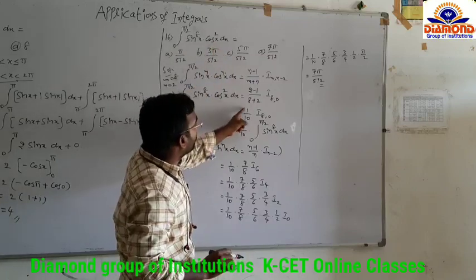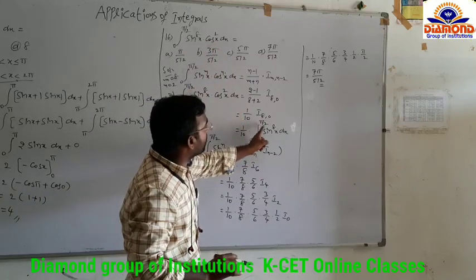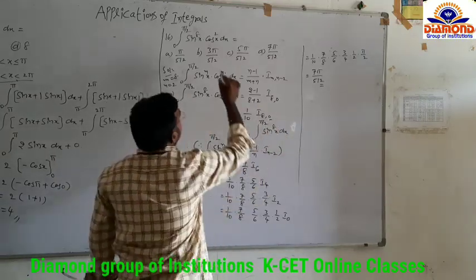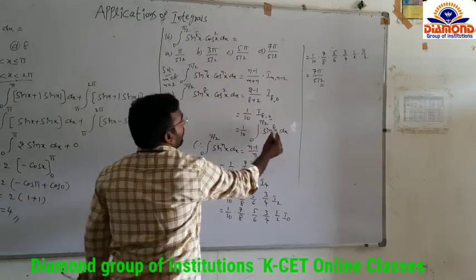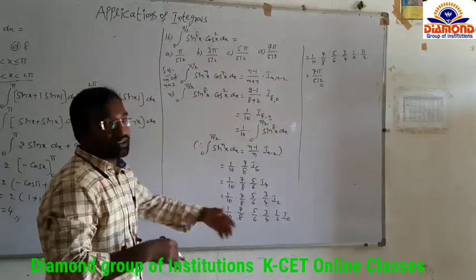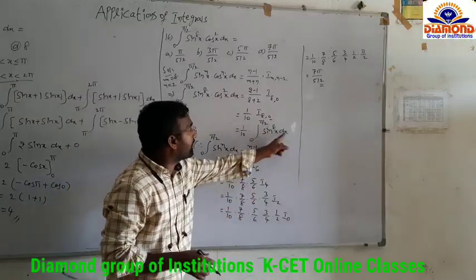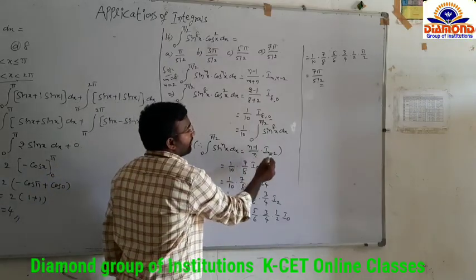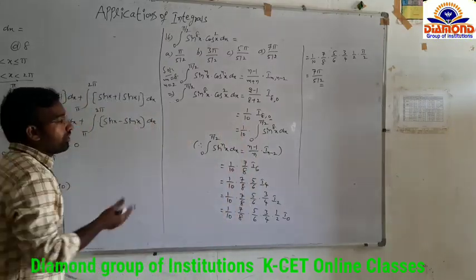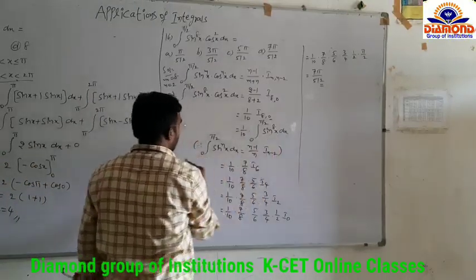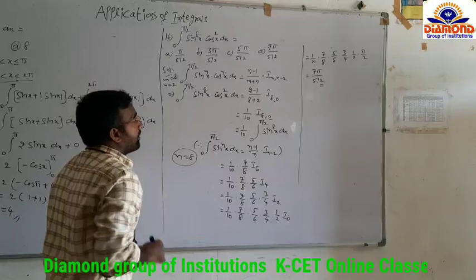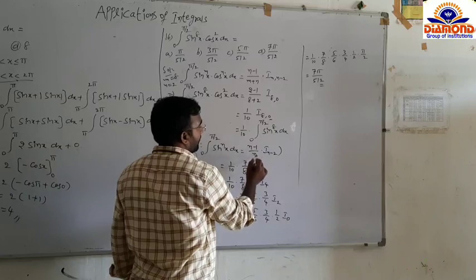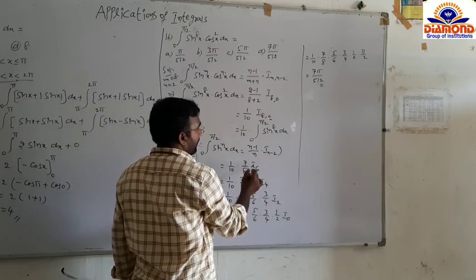So you can write 1 by 10 into integration 0 to pi by 2 sin power 8x into dx. The cos term is eliminated, and the remaining is sin power 8x dx only. Again, this is in the form of 0 to pi by 2 sin power nx dx. The formula is n minus 1 by n into I n minus 2, the reduction. Here the n value is 8. Substitute: 1 by 10 into 8 minus 1 by 8 into I 8 minus 2, that is nothing but 7 by 8 into I6.